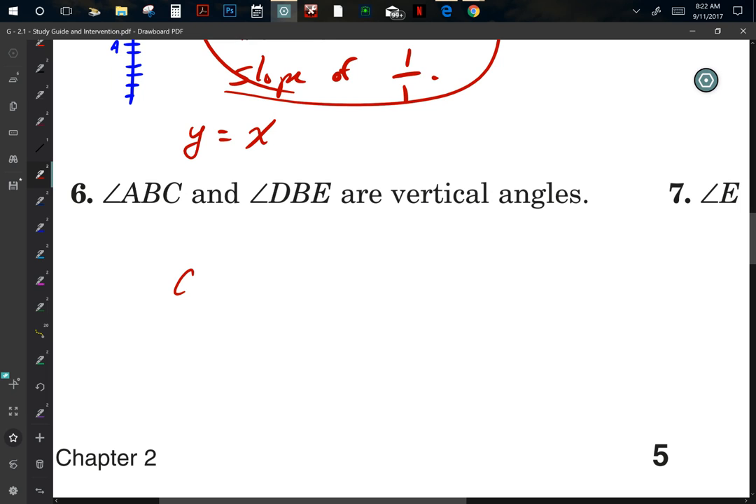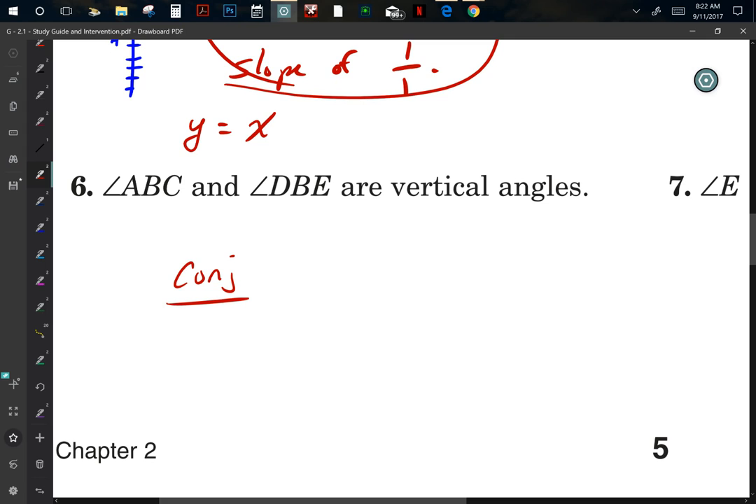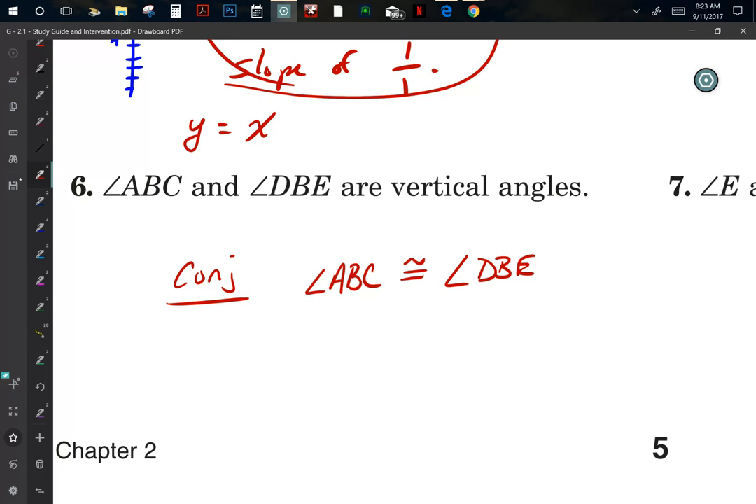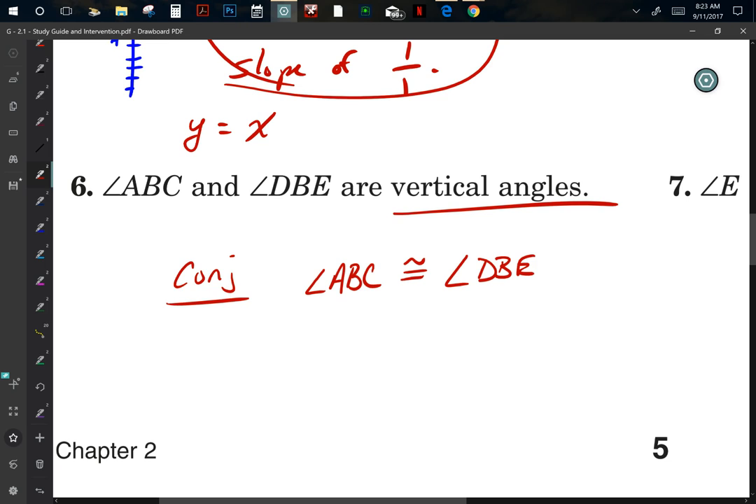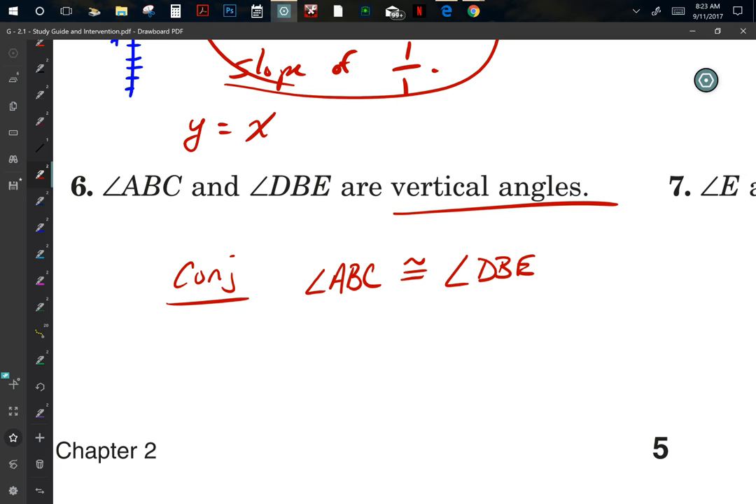Here, my conjecture is that they're vertical angles, right? What do we know about vertical angles? So angle ABC is congruent to angle what? See, this is a lot of what geometry is trying to teach you. I'm going to tell you this geometric fact, and you tell me what it means. It means that they're congruent, doesn't it?